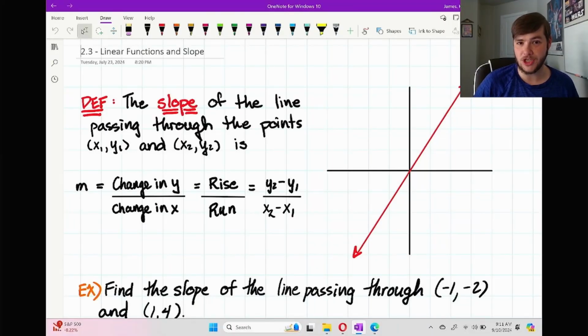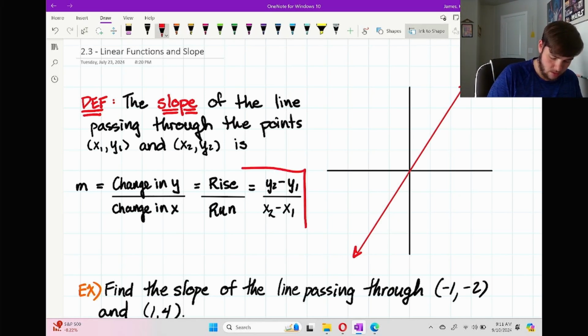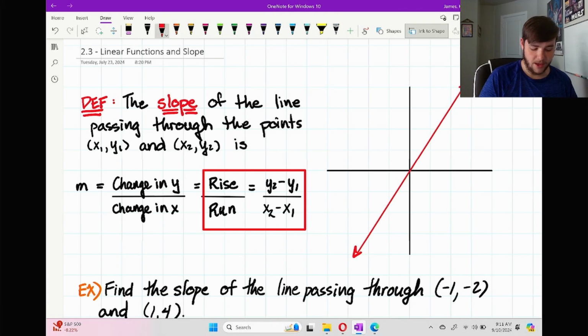Remember that linear functions are just degree 1 polynomials. An important characteristic of the graphs of linear functions is their slope. Here, I have the slope formula, and this is going to be an important one for you to remember. The slope is the rise over run, or the change in y compared to the change in x. Between 2 points, the line that passes through those has slope y2 minus y1 over x2 minus x1.